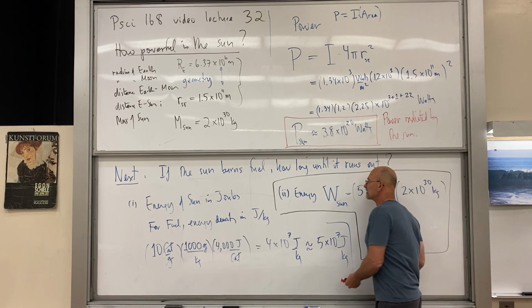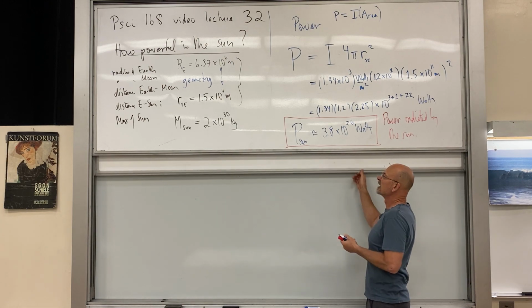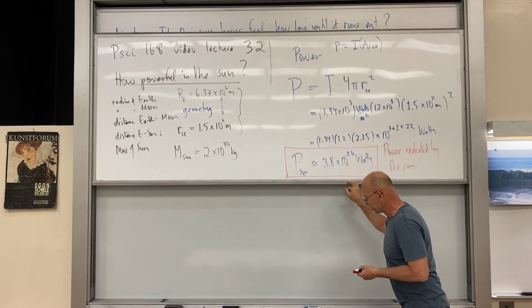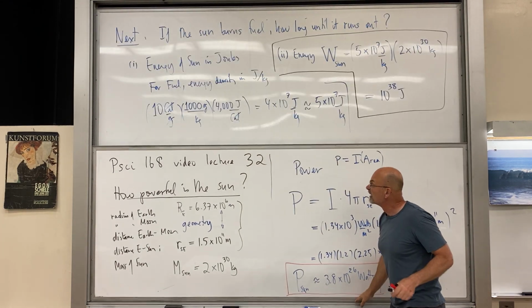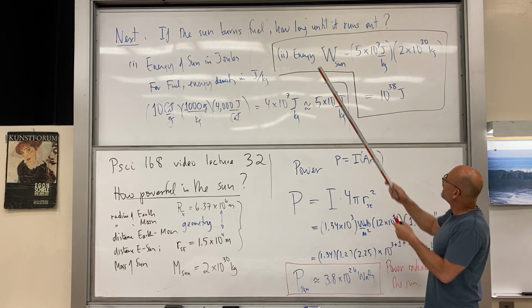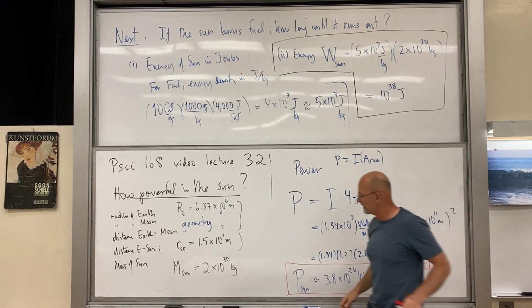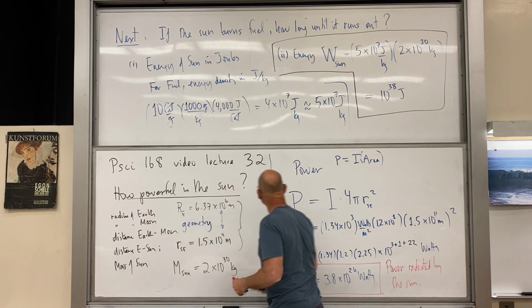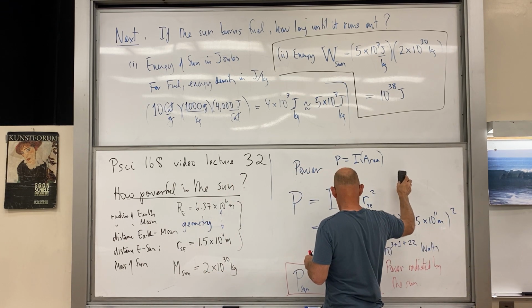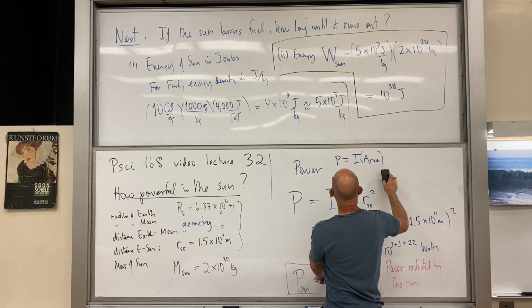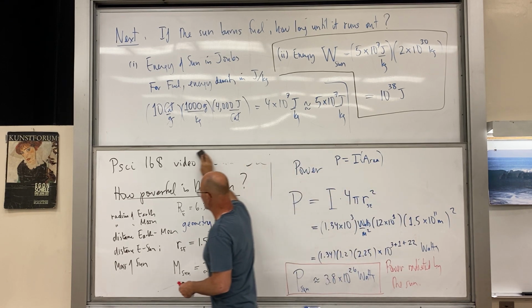So finally, in this calculation, how long until it runs out? That's the question we're going to answer here. Now I can erase all of this. We need these two numbers, so we'll hold on to this. I'll erase this right here.